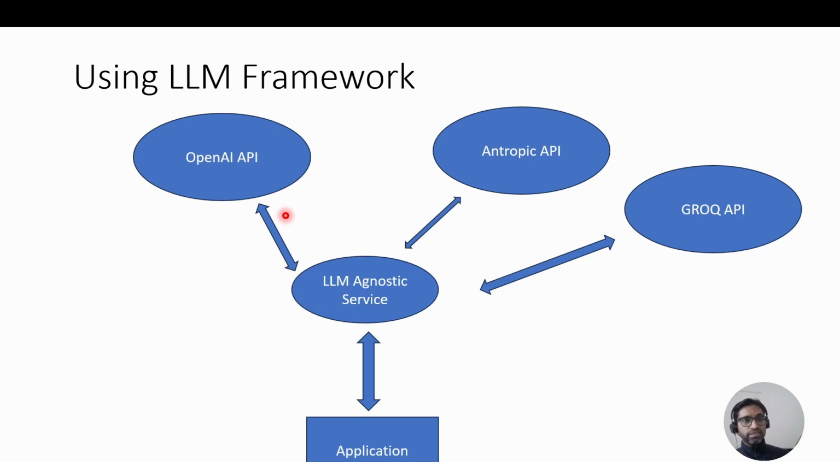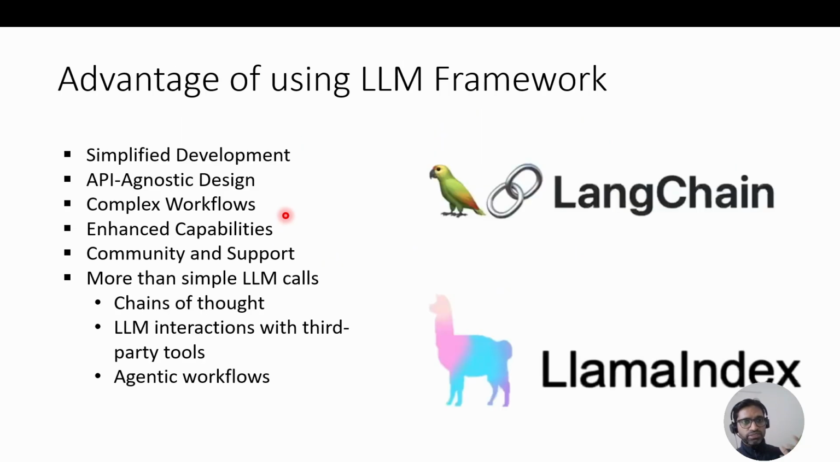But there are other reasons also. For example, these frameworks actually help to simplify your development. And as we discussed, they help you build an API-agnostic design, meaning they will not be specific to any API, but will be generic. They have methods and functions which can help you plug in any model, any vector database, and so on and so forth. Also, these frameworks help us build some complex workflows.